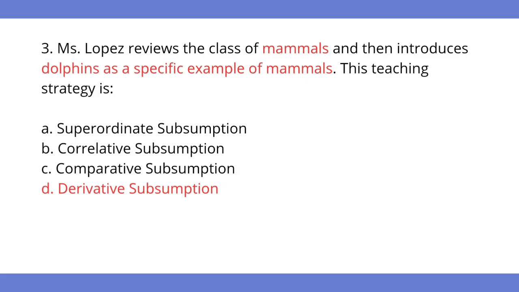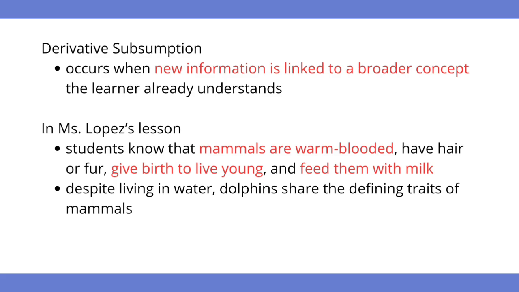The correct answer is letter D. Derivative subsumption. It is one of David Ausubel's learning processes. It occurs when new information is linked to a broader concept the learner already understands. In Ms. Lopez's lesson, students know that mammals are warm-blooded, have hair or fur, give birth to live young, and feed them with milk. When she introduces dolphins as another example, students connect this idea to their prior understanding of mammals. This connection helps them realize that, despite living in water, dolphins share the defining traits of mammals. The learning becomes meaningful because the new concept is anchored to existing knowledge.